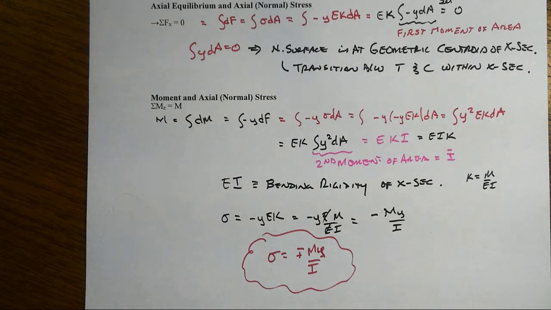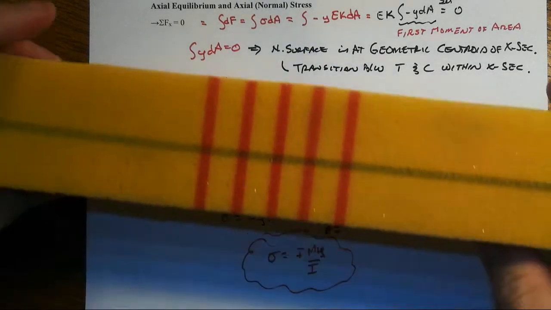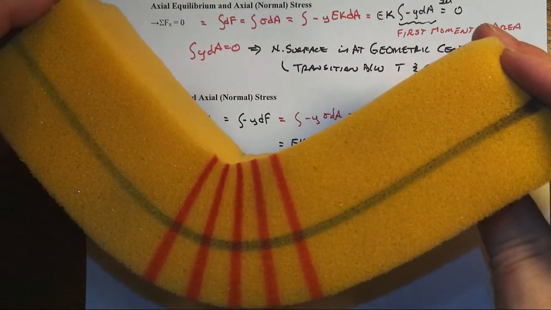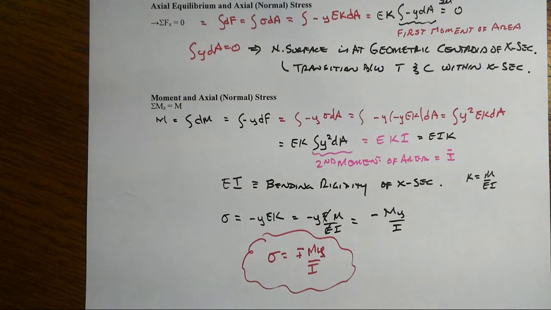The Europeans don't like this either. They define things such that that's positive moment, that's hogging curvature, and that's negative moment. Well, that's weird, and Americans don't like that, so we do it this other way. Well, let's see in the next videos how we're going to go about applying these.